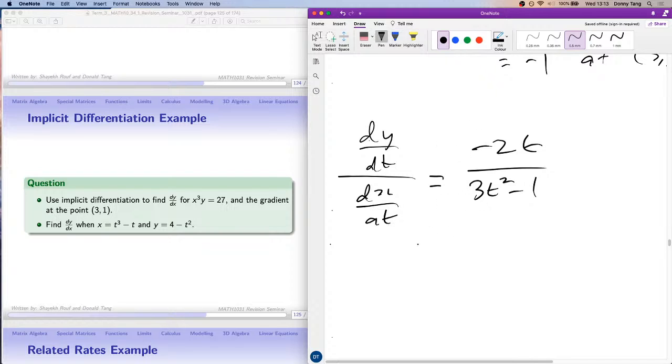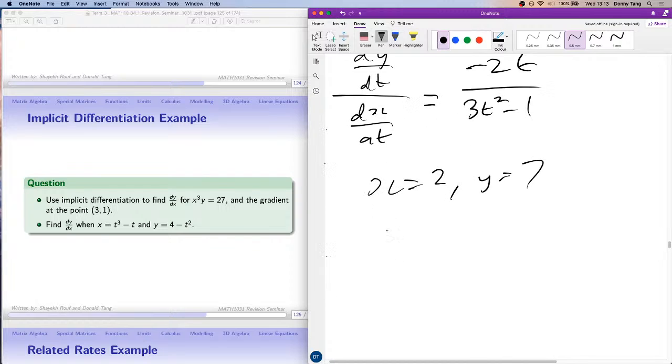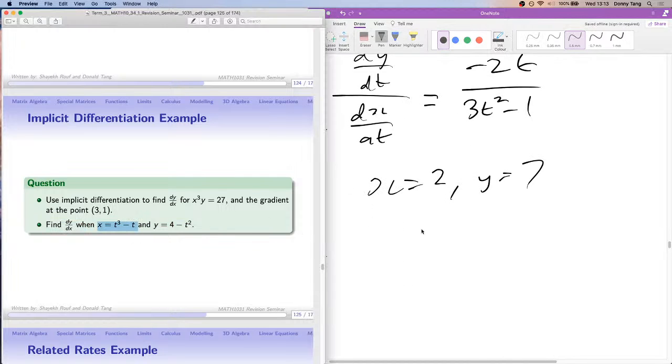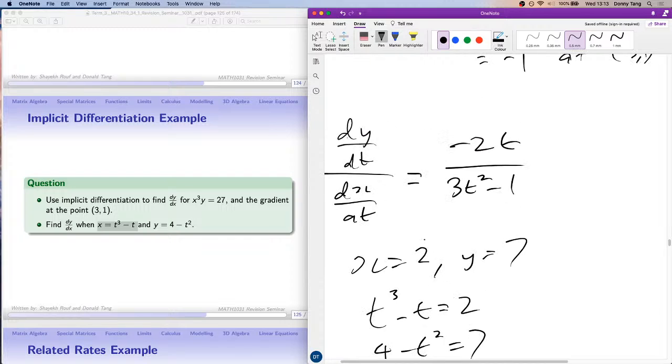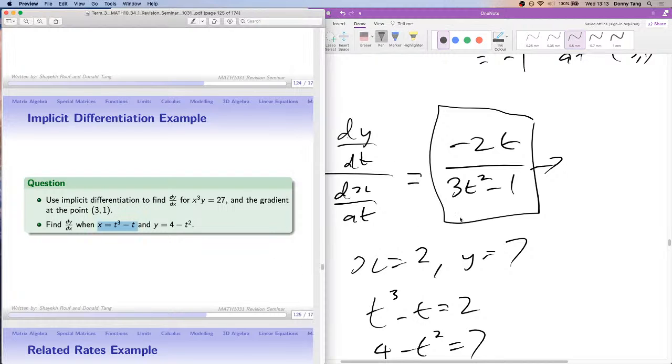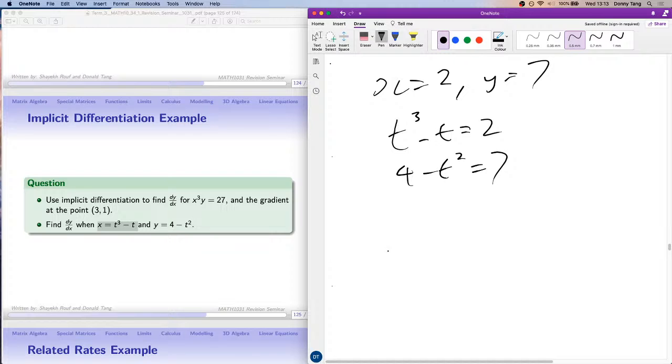When they ask you, for example, to find the gradient at the point x equals 2, y equals 7, what you do is you solve for these equations. So for example, t cubed minus t equals 2, 4 minus t squared equals 7. You solve for t, and then sub t into here, and that's going to be your gradient in terms of a number. All right, but I'm not going to do it because it's a very, very simple simultaneous equation.